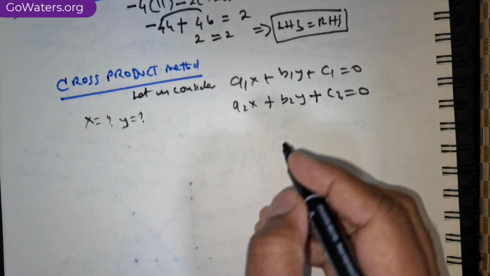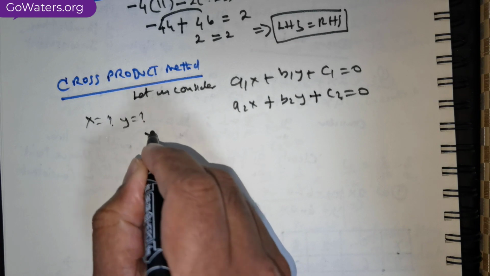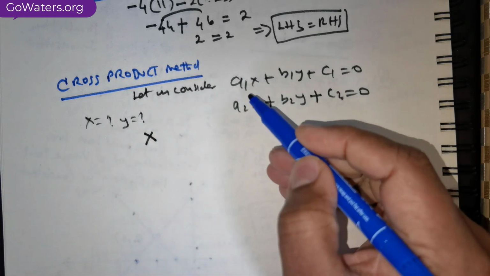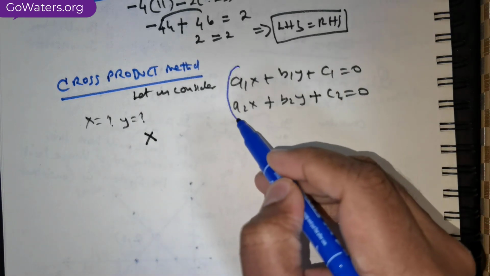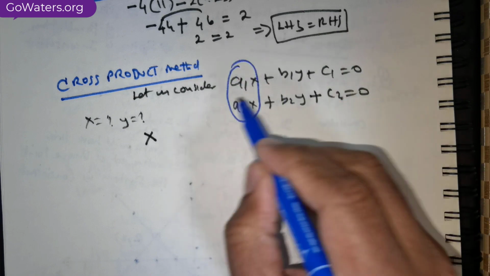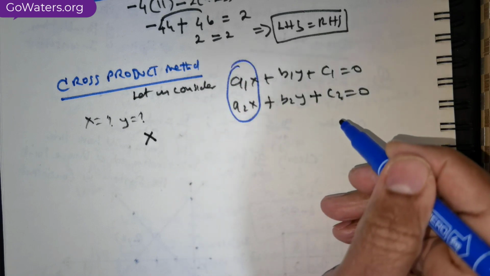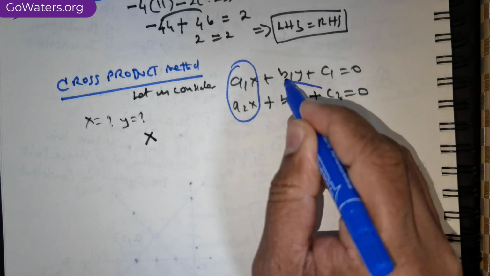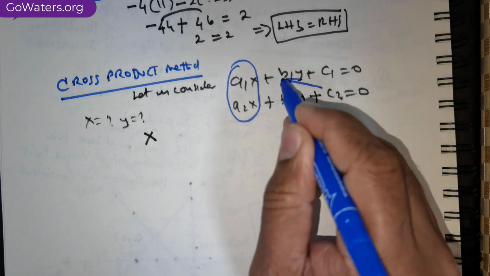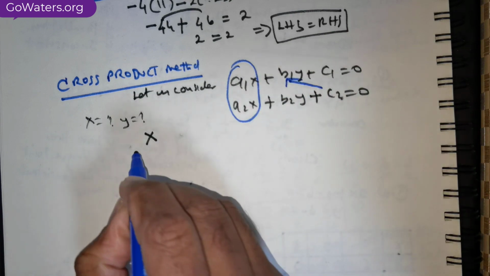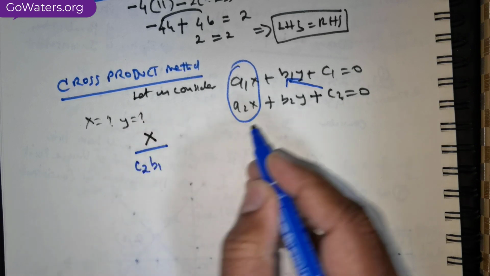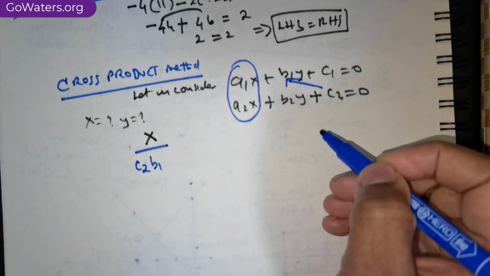So the formula is you place x here and then just leave this particular column out. Don't take this column into consideration. Now what you got to do, you got to take c2 and multiply it with the coefficient of y. In this case it's b1. So c2 with b1, you can write it like this, c2 times b1, and you need to multiply b2 with c1.